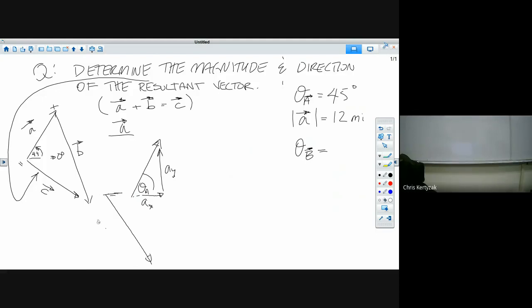We know straight down is 270 degrees. So I don't know, it doesn't look like the way I drew it was quite on the 45. Maybe a little less. So let's say it's 30 degrees. So let's call it 300 degrees.